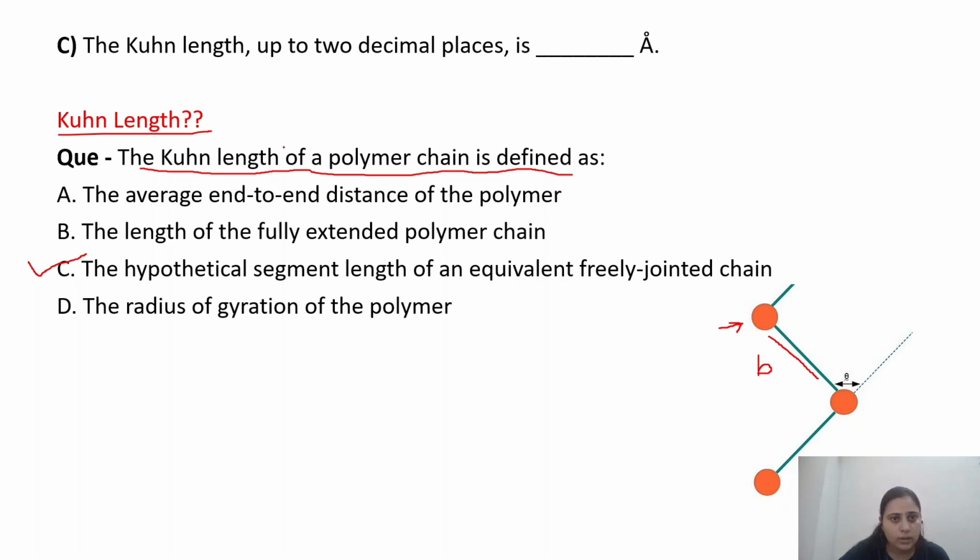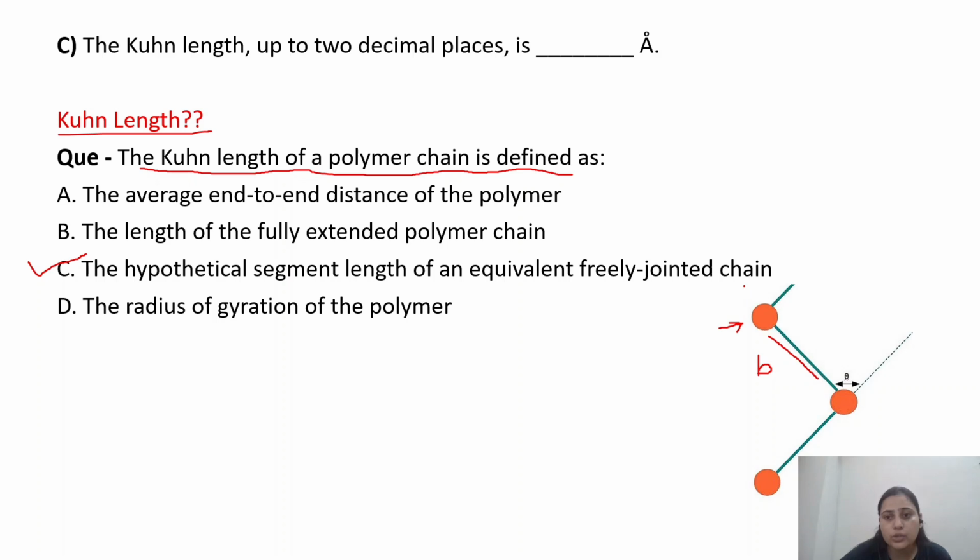So the Kuhn length is basically in the freely jointed chain model, where there is no influence of force and the chain can rotate freely, and so we can say option C. That's why option C is correct: it is a hypothetical segment length of an equivalent freely jointed chain model.